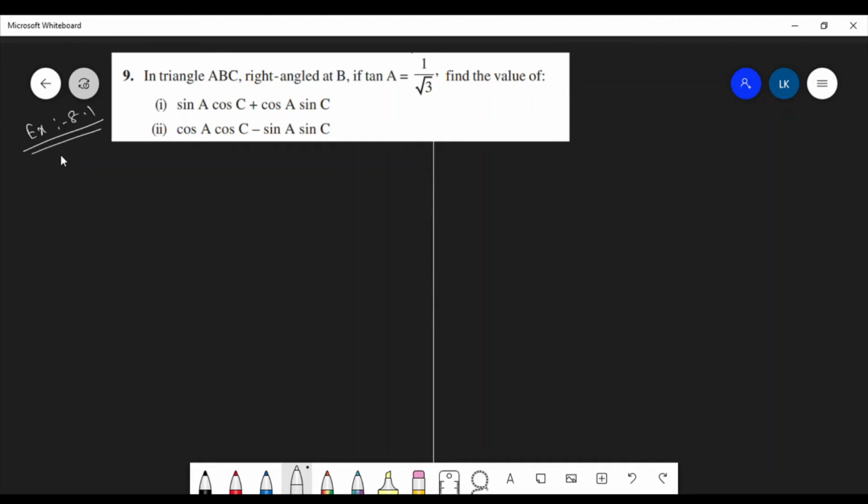So what is given here? It is given a right angle triangle ABC and the trigonometric ratio tan A is 1 by root 3. We have to find sin A, cos C, cos A, sin C. These values we find using the Pythagoras theorem, and we substitute here to find the value of the sub problems 1 and 2. Now let us go to the problem. Given tan A is equal to 1 by root 3, and we have to solve these two things. Let us go to the solution.